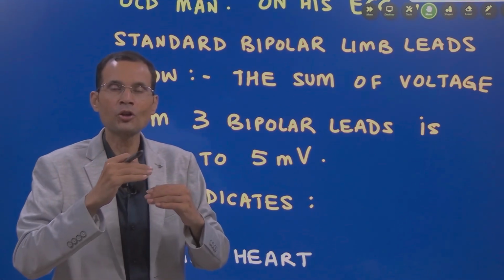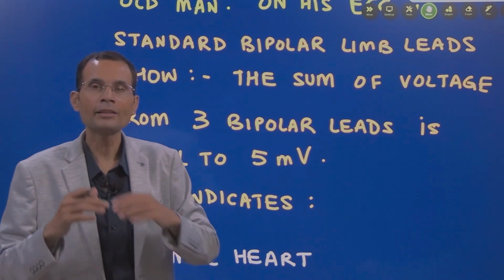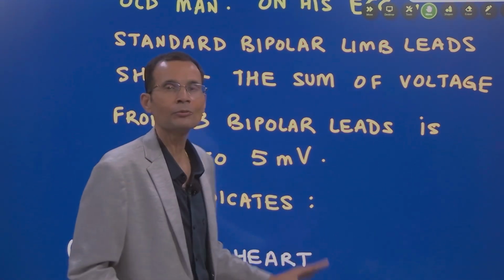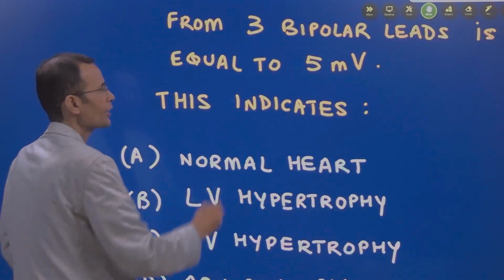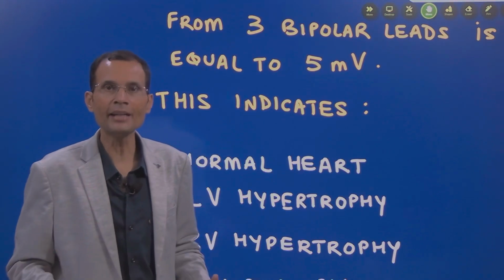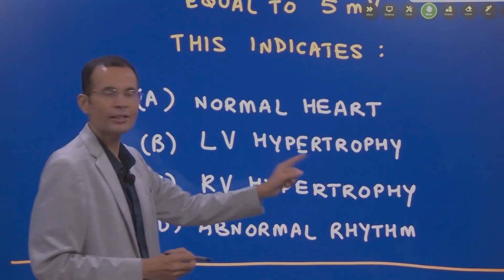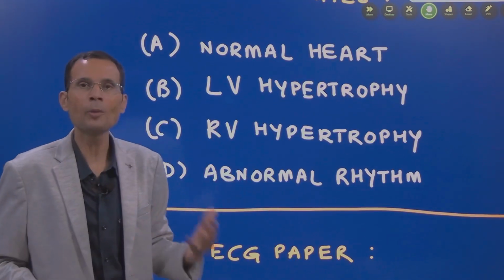We are taking the QRS complexes in lead 1, lead 2, lead 3, and the sum of those voltages or potentials is equal to 5 millivolts. That's the only data given. And the question is, what does this indicate? Is it the normal heart? Is it left ventricular hypertrophy? Is it right ventricular hypertrophy? Or is it an abnormal rhythm?